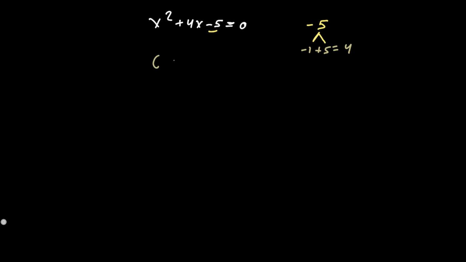So we could rewrite our quadratic as x minus 1 times x plus 5. And we could verify this by expanding our factored quadratic. So x times x gives us x squared, and x times 5 is plus 5x, and minus 1 times x is negative x, and minus 1 times 5 is minus 5. Combining like terms, we have 4x, which is indeed our original quadratic.